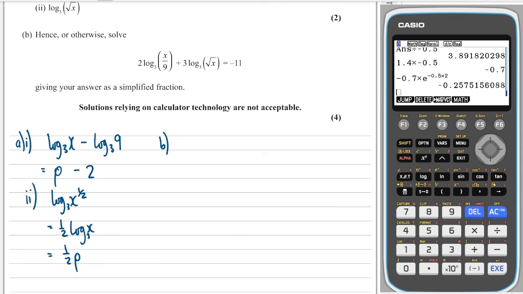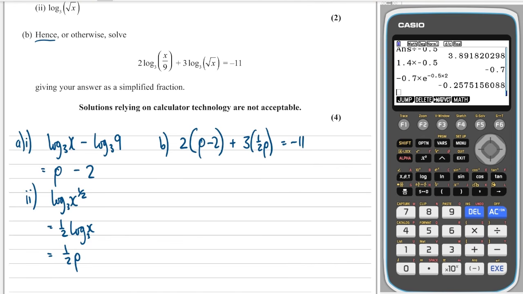Okay, great. Part B, it says hence, whatever I solve this. Well, I'm going to definitely use the hence part and use the information from the last part of the question. So this is 2 lots of, and that we worked out was p minus 2. And then this is 3 lots of, what we worked out was a half p, and that's equal to minus 11.